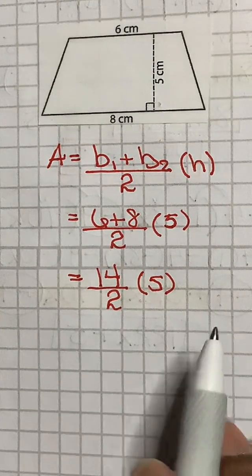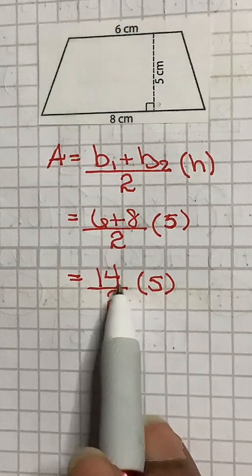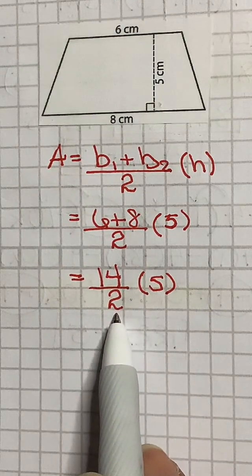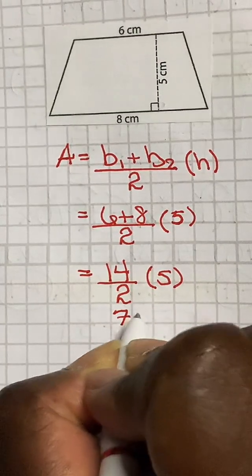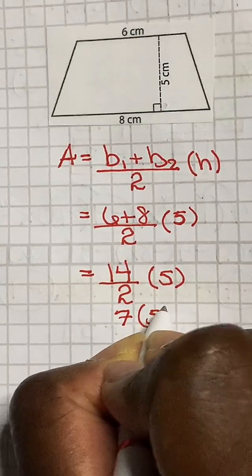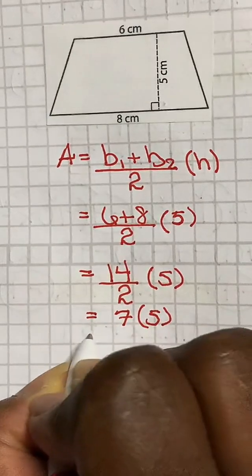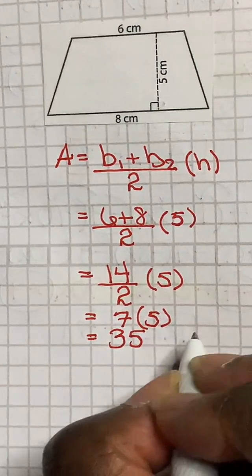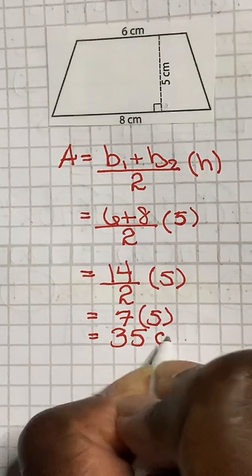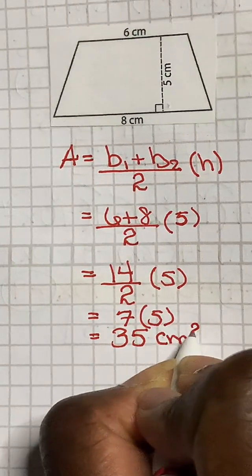Okay. So when I do that, I got 14 divided by 2 here. So that might help us out a little bit with the 7 times 5. And 7 times 5 gives me 35, and we're working with squared centimeters.